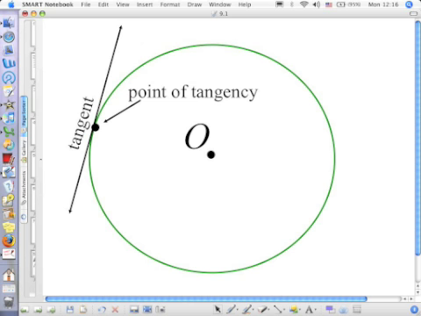A tangent is a line or a line segment or a ray that connects to only 1 point of the circle. It's flat and it butts up right on the edge of the circle, touching only 1 point. And that point is called the point of tangency.